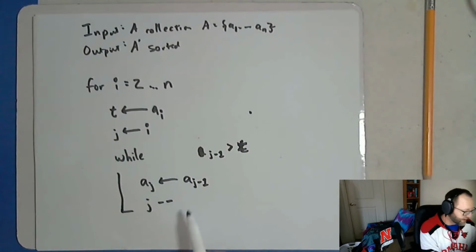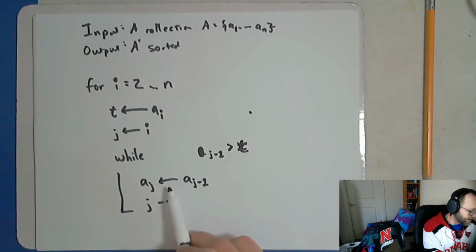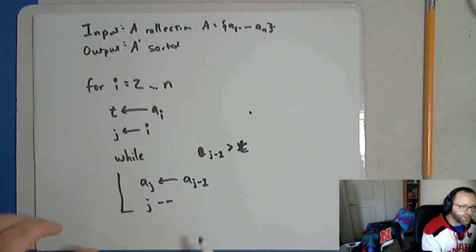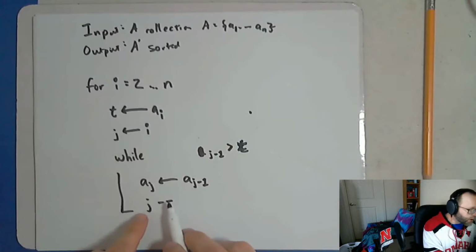Now, if you don't like that, not all languages support the decrement operator minus minus, plus plus, and stuff like that. So you can go ahead and go with j is equal to j minus 1, or assign the value j minus 1 to j or something like that. It's not that big of a deal. I'll go ahead and use that convention here. Okay?